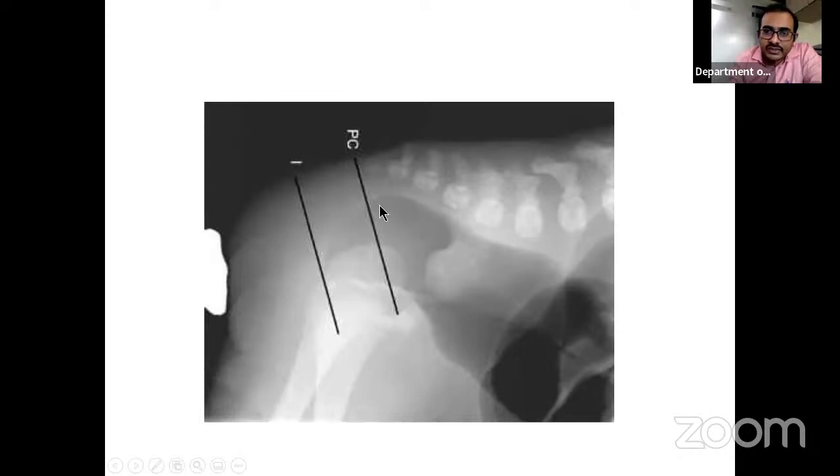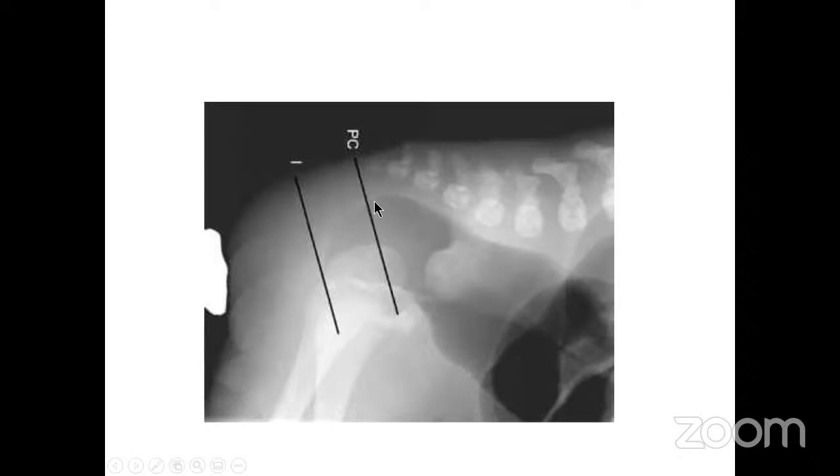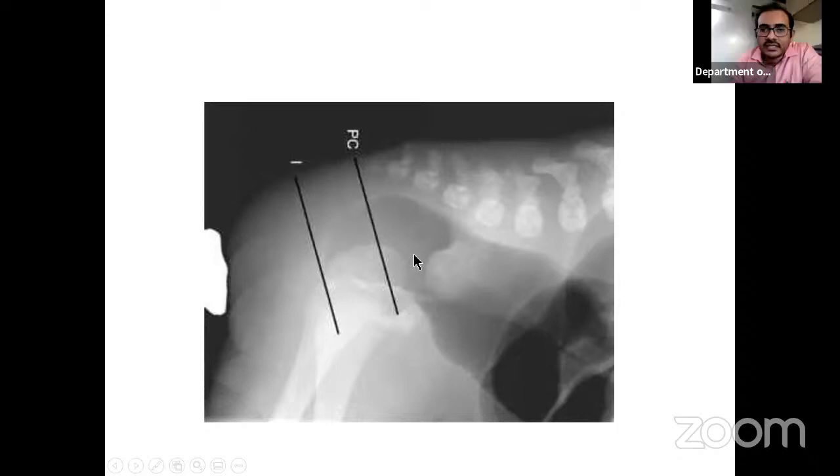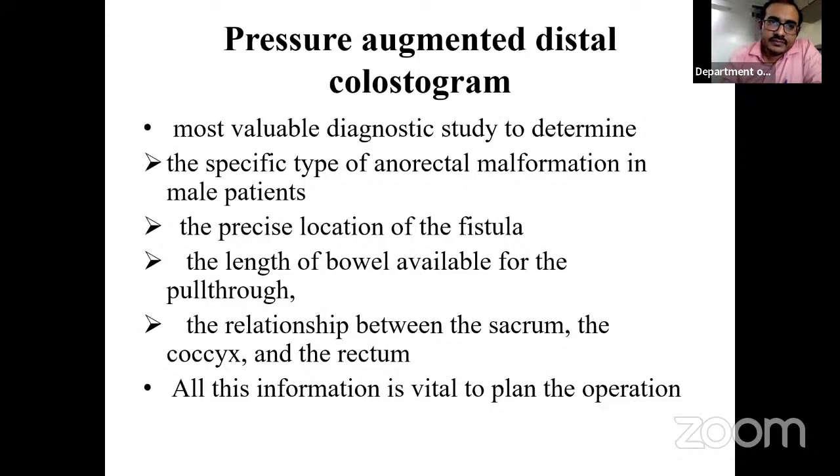If the gas shadow is above this PC line, that is high anomaly. If the gas shadow is between these two lines, it is intermediate anomaly. And if it is below this I line, that is low anomaly. So according to these X-rays, we plan our further management.